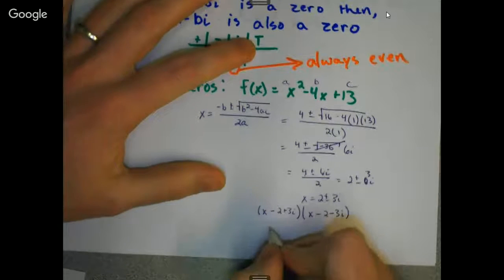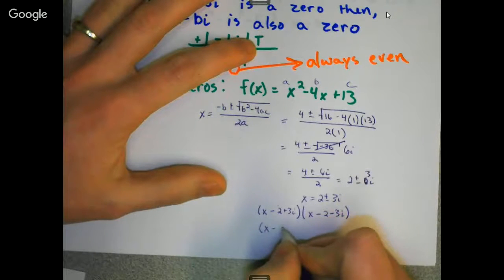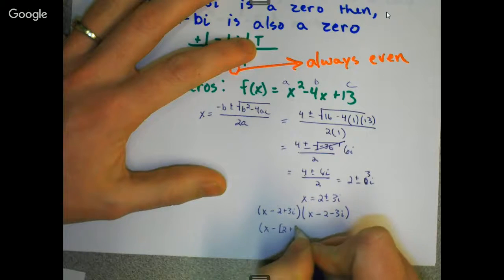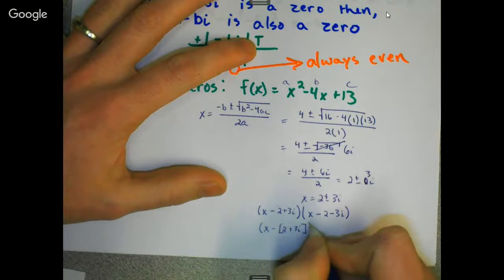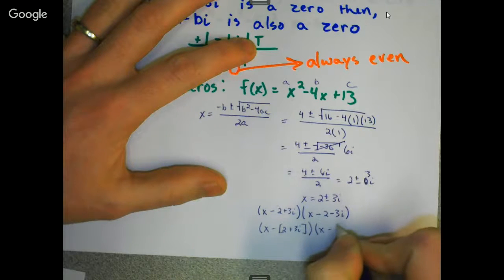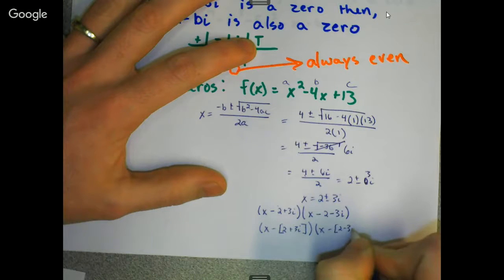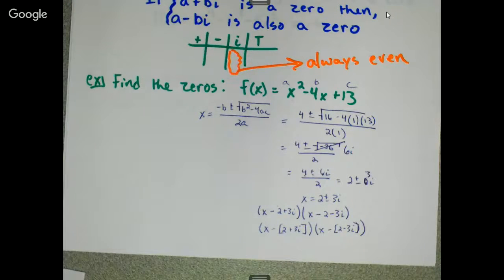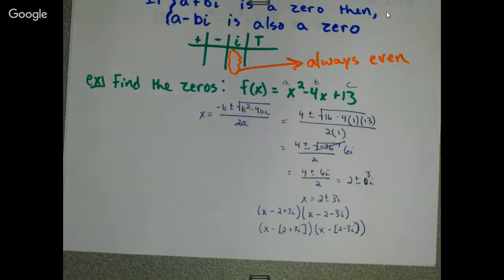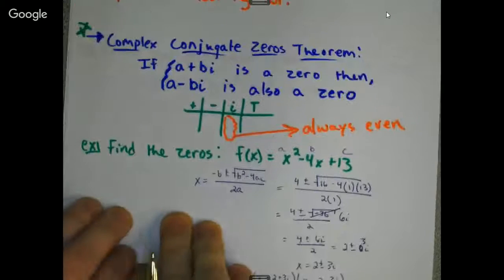And you'll see some people write it like this: x minus 2 plus 3i, x minus 2 minus 3i. I don't care which way you do it. Okay, doesn't matter to me, but you will need to know how to write those as factors.